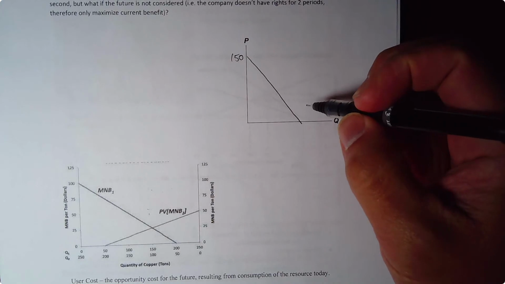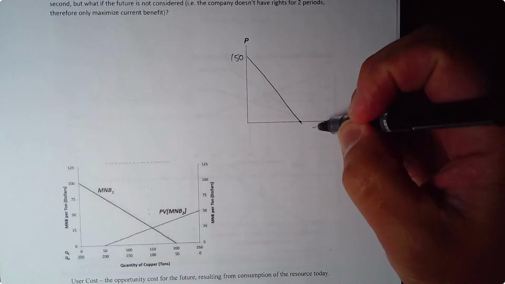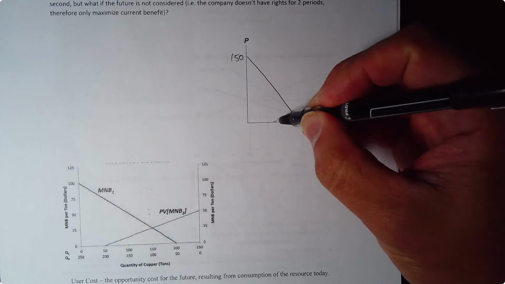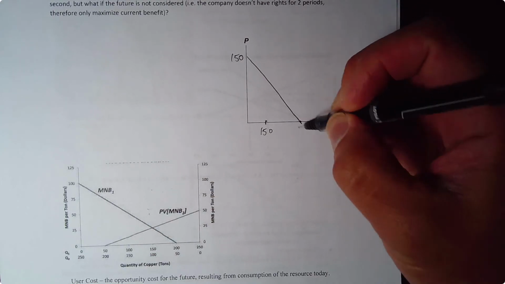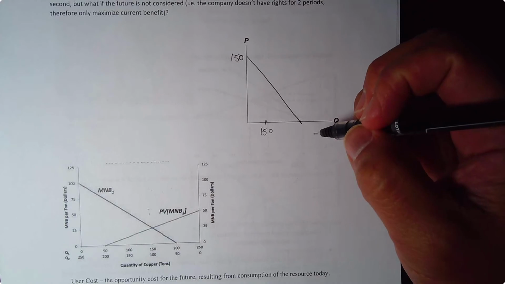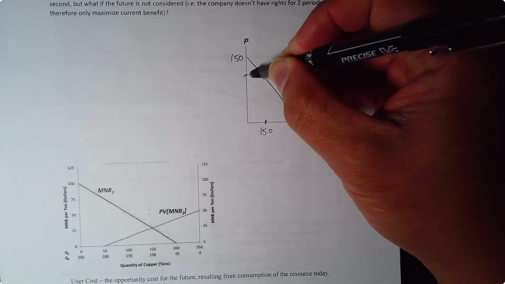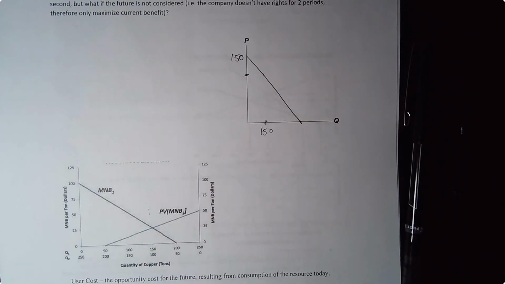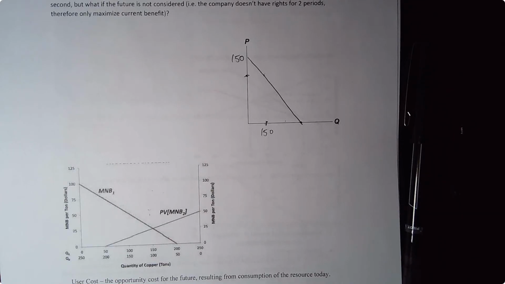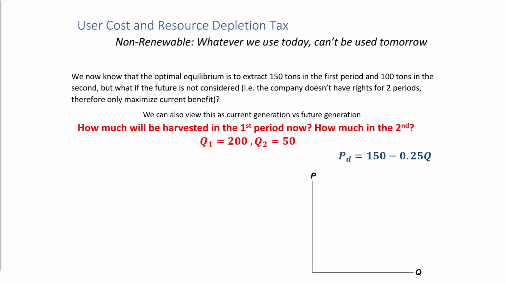Now let's plug in. At the optimal, we have 150 tons for the first period and 100 tons for the second period. I don't want to graph all of it here, but I just want to show you what we're doing. We are plugging in the quantity into the demand curve, and this is the price that we get. And I want you to focus on the change in price.